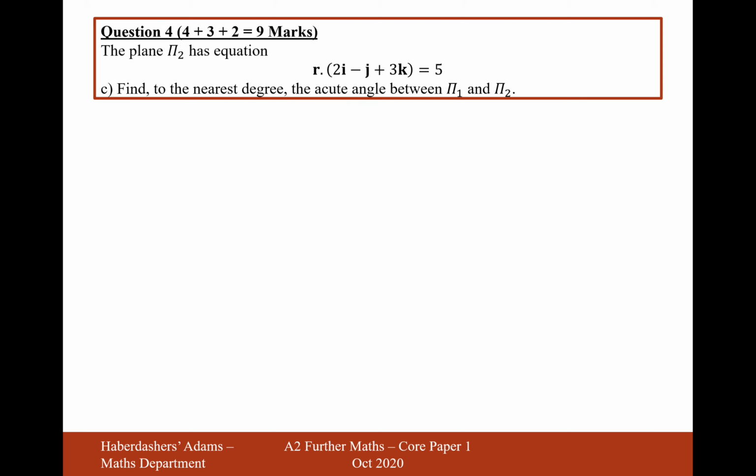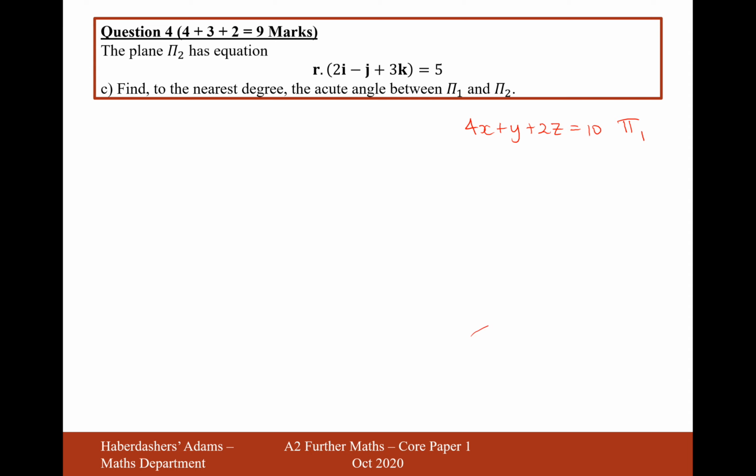Let's now move on to part C. So just a reminder, it was 4x plus y plus 2z equals 10. That was the equation of plane 1. Moving on to the second plane now, that's r dot (2i minus j plus 3k) equals 5. Find to the nearest degree the acute angle between pi 1 and pi 2.